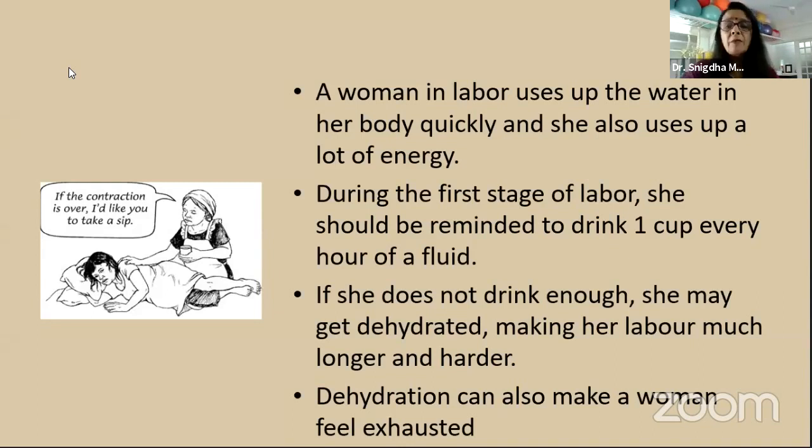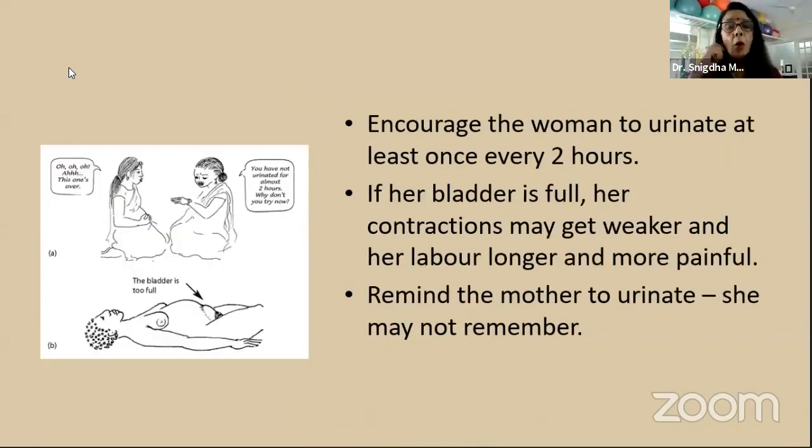If she does not drink enough, she may get dehydrated, making her labor much longer and harder. Dehydration can also make a woman feel exhausted, and this is a very common cause of dystocia or difficult labor. Also, the woman should be encouraged to urinate at least every 2 hours. If her bladder is full, her contractions may get weaker and her labor longer and more painful, because already the baby is pressing down, and then there's a full bladder. So the partner is told or taught to remind the mother to urinate, because she may not remember to do so.